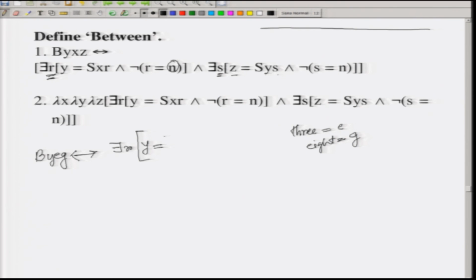How are we defining? See, we are splitting the function. We are saying that there exists an s such that E is the sum of x and r, and we know that this r cannot be 0. And there exists another number such that the last one, that is 8, G for us, G is the sum of y and s.